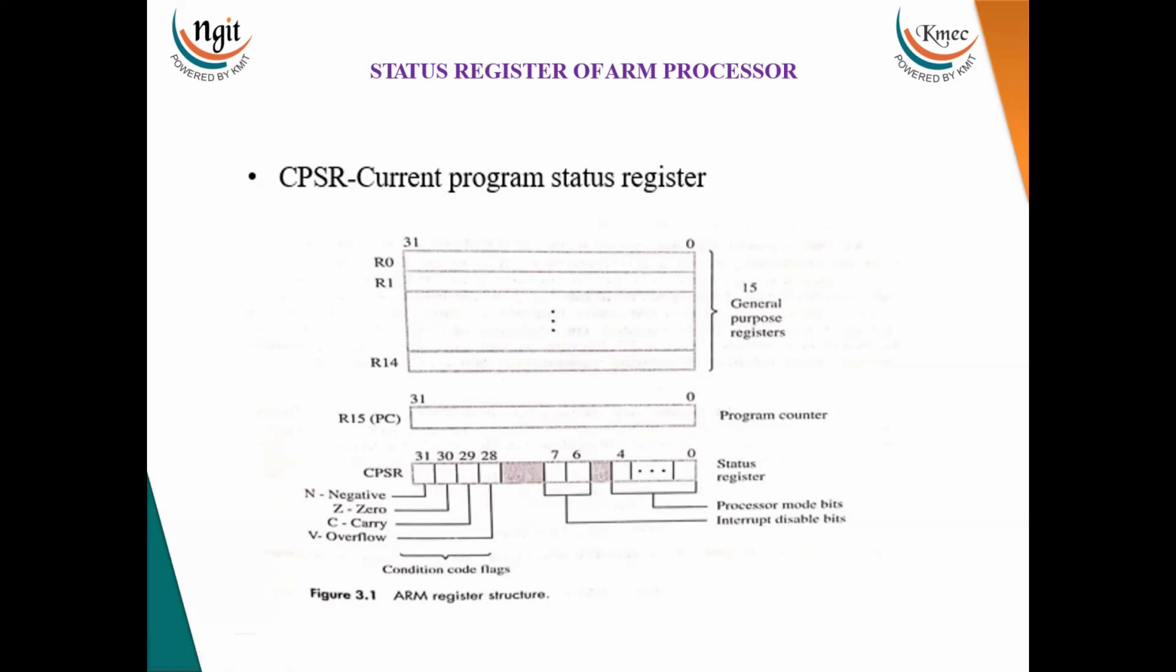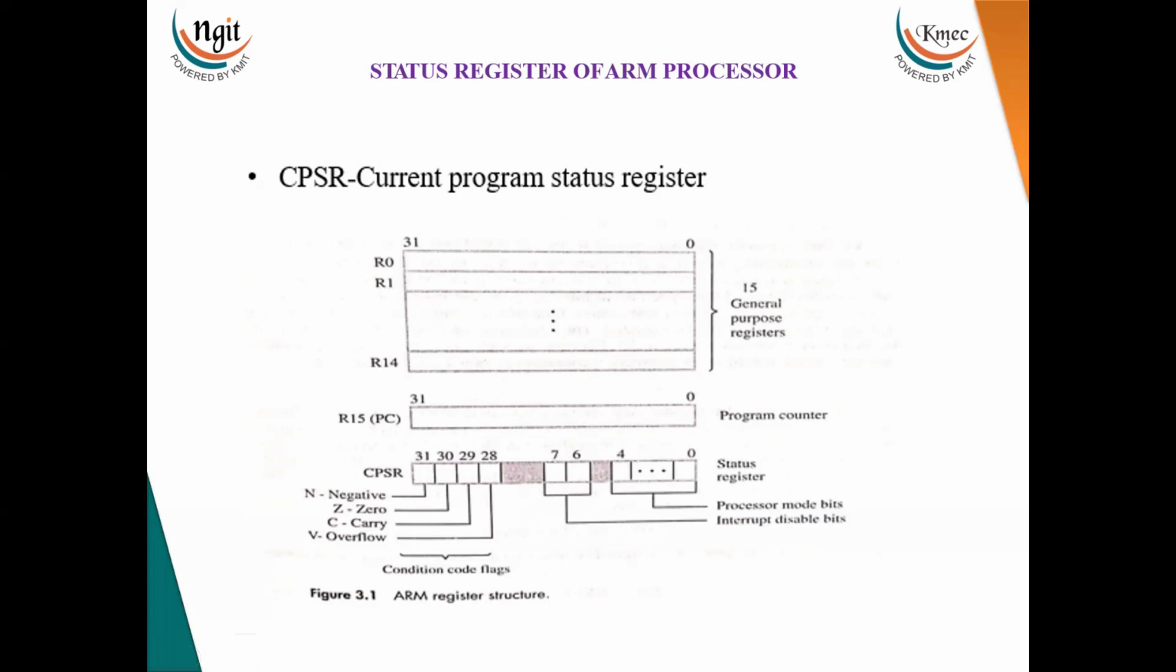Already in the interrupts, I have explained that we can operate the processor in 2 modes: one is user mode and another one is supervisor mode. But this ARM processor, we can operate in a total of 6 different modes. One is supervisor mode and the remaining 5 are the privileged modes. In which mode we are operating this system, by using these bits we can analyze.